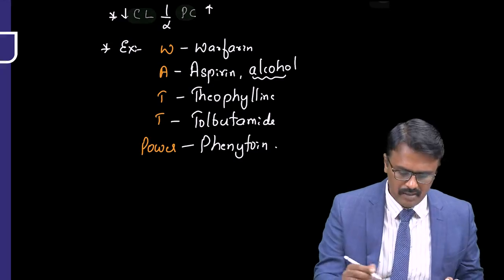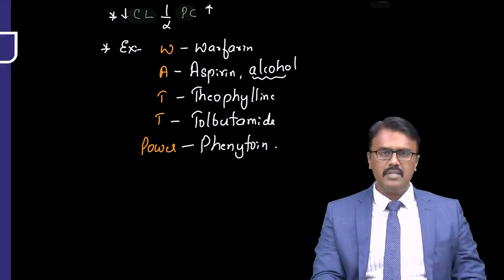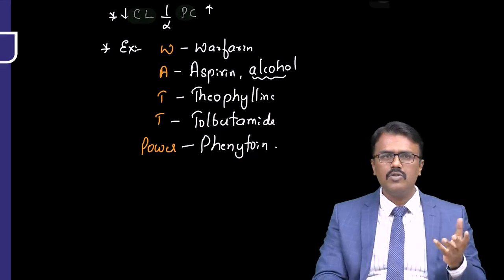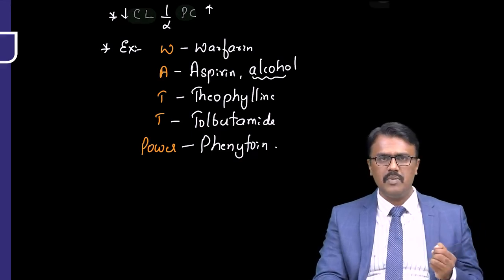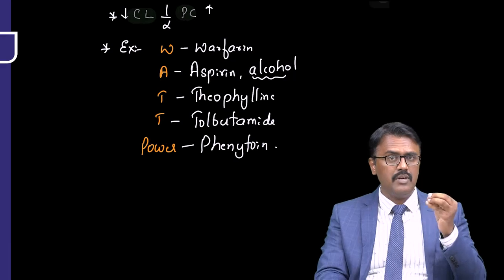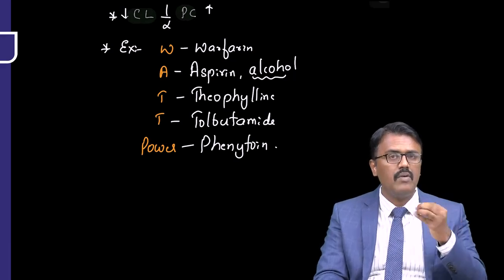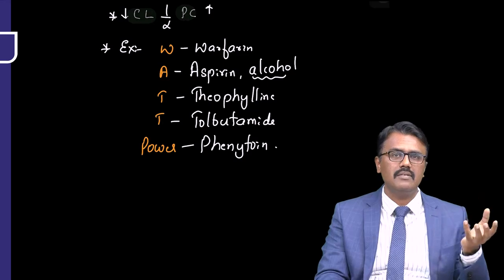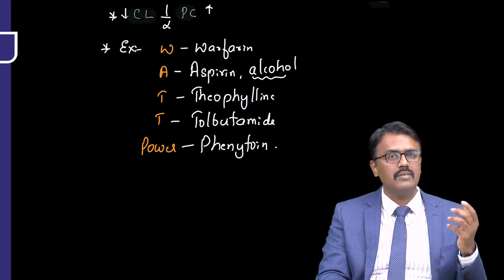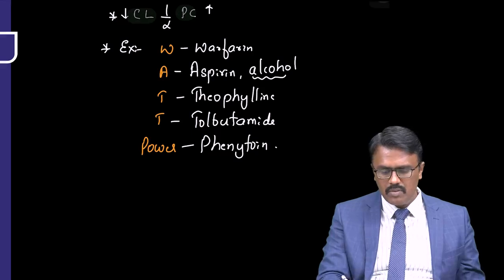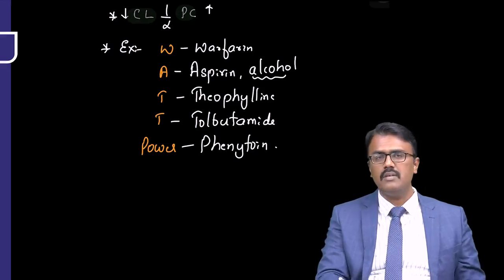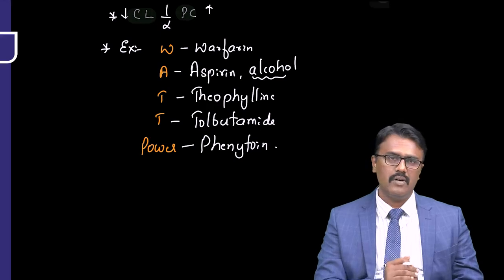Now what do you mean by that? What happens if I use phenytoin? Normal dose, no problem, because we have so many enzymes to metabolize. Suppose I increase the dose of phenytoin a bit, then what happens? The phenytoin level increases, the drug accumulates, toxicity occurs. So for these drugs you should be very careful when you are changing the dose. That's the meaning of understanding zero order kinetics.